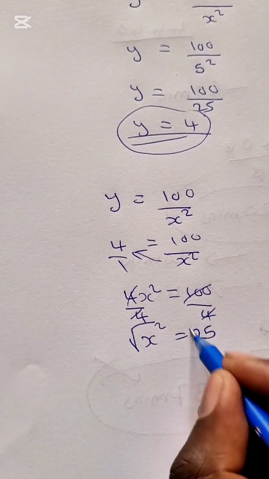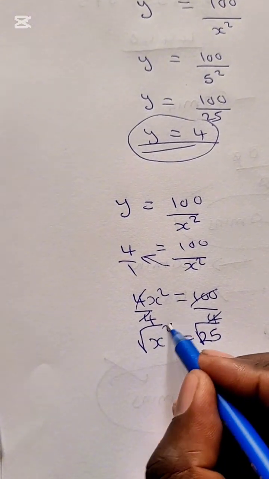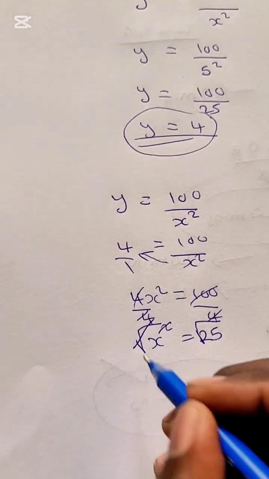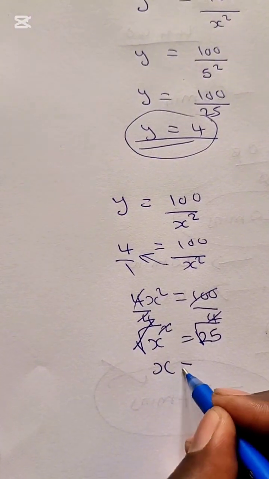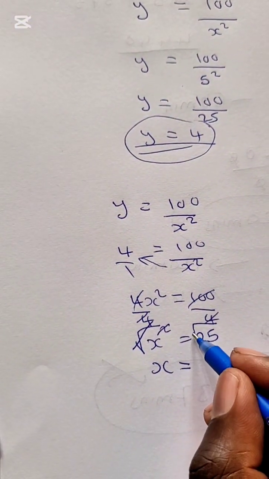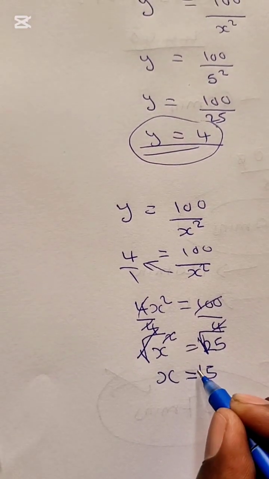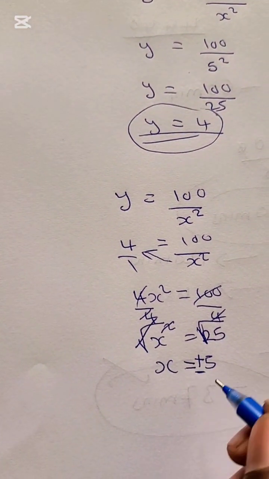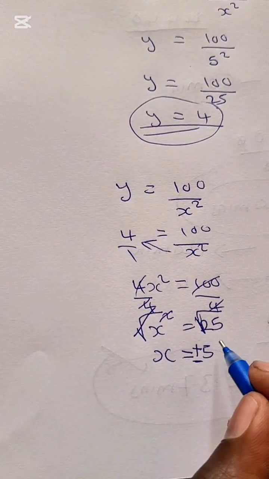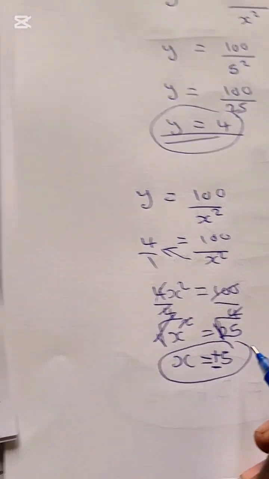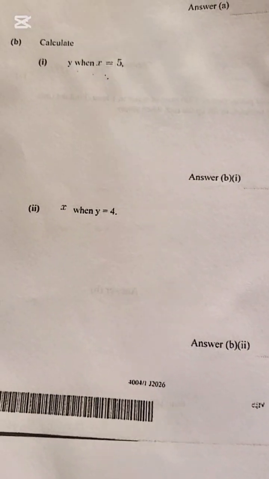Then we square root both sides. So this power 2 and this square root cancel, we are left with x. So root of 25 is 5. Remember, we can get two answers, plus or minus 5. These are the two values of x when y is equal to 4.